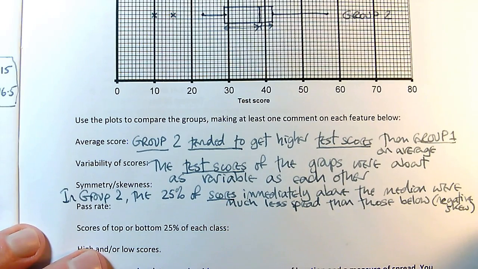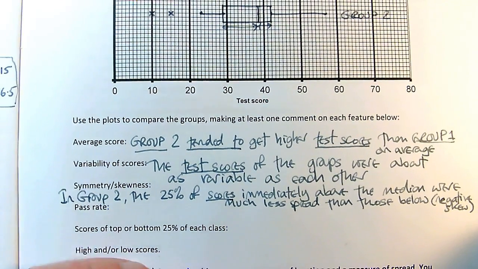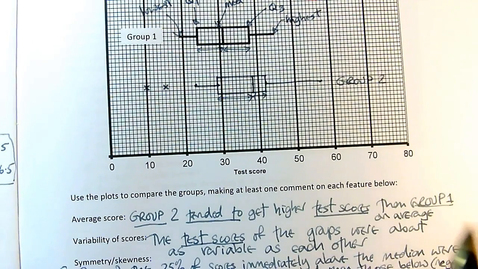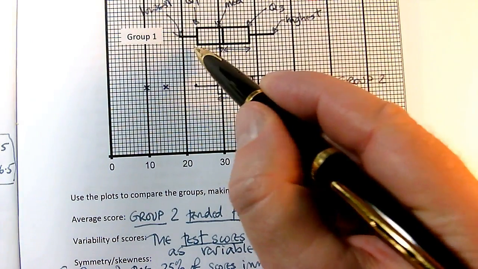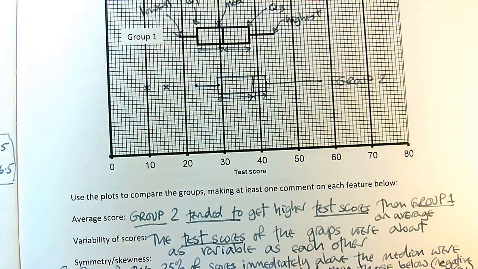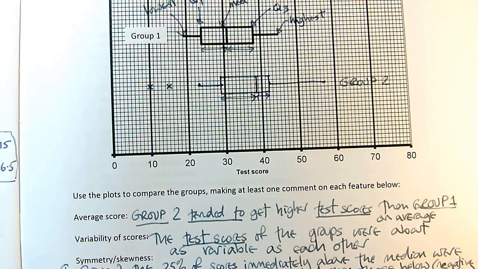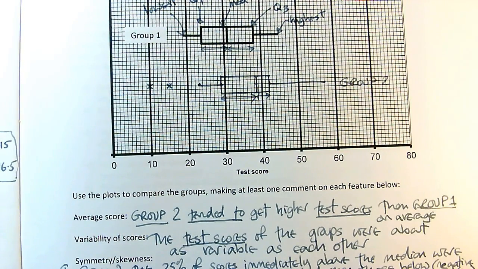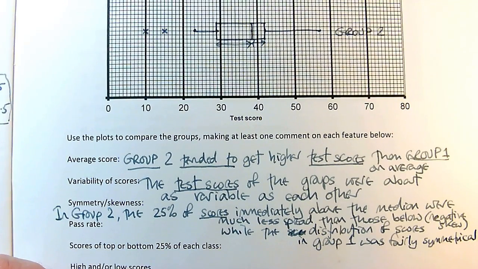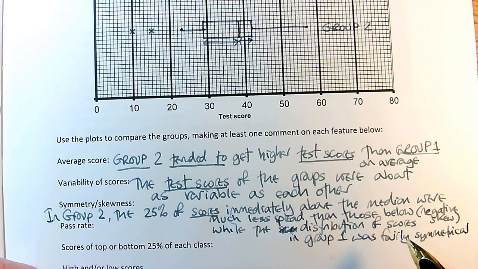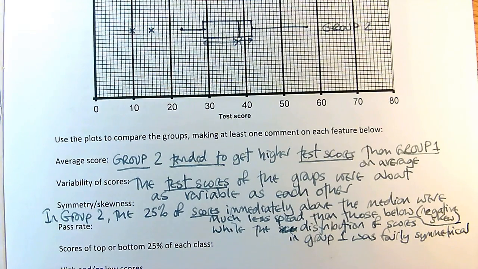Whereas the scores in group 1 were symmetrically distributed because in the diagram we've got an equal spread above and below the median. And I don't pay much attention to the highest and lowest values in this because they're just extremes. Okay, so I've said the distribution of scores in group 1 was fairly symmetrical. Okay, I'm struggling to squeeze all this in.